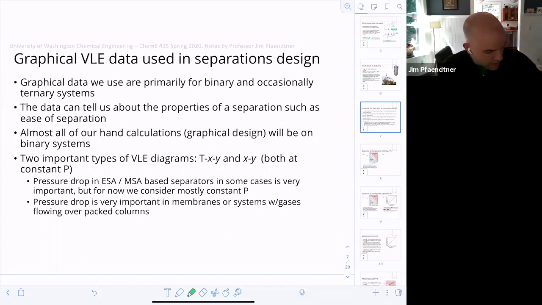And I'll note that in almost all the cases I can think of where we do these calculations for binary problems, we are not going to really consider pressure drops. So systems are going to be almost entirely at constant pressure. As we get later in the quarter and start designing things like membranes or systems with only gases flowing over a column of beads, which we call a packed column, pressure drop becomes really important. So I'm not saying that pressure drop is not important at all in 435. It's just that in the next couple of weeks, when we're designing these certain types of separators, we will not be considering pressure drop too often. And the data we're looking at will certainly be at constant pressure unless I very clearly note otherwise.